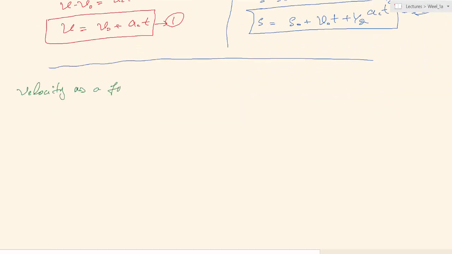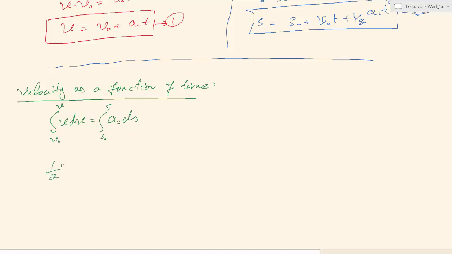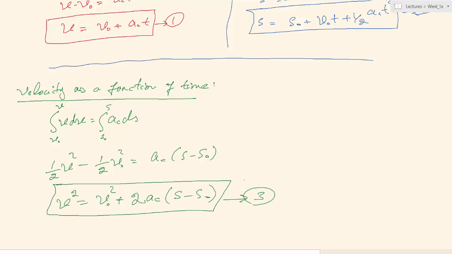To get velocity as a function of displacement, take integration of the final equation. This is a relationship between the velocity and the displacement, since the acceleration is constant. Remember again that these equations are useful only when the acceleration is constant, and when t equal to 0, s equal to s naught, v equal to v naught.